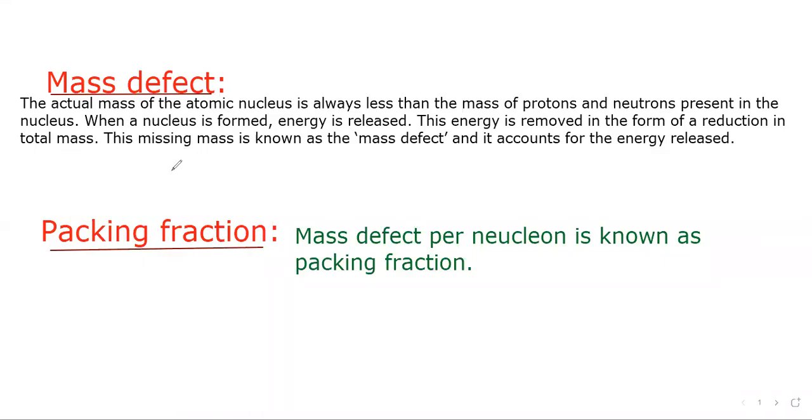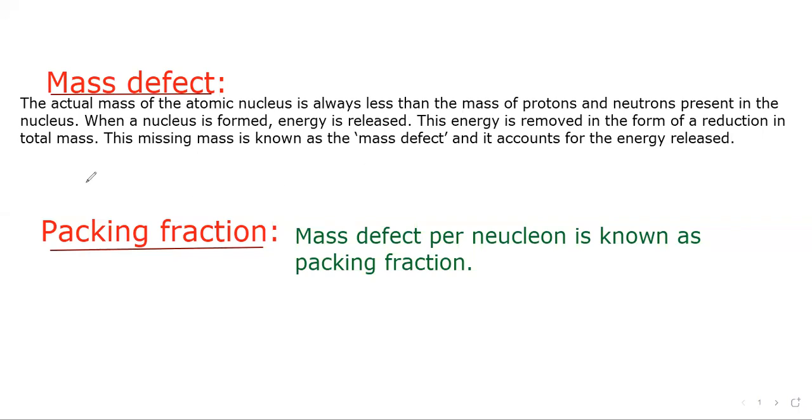Let's study some important terms in nuclear physics. Mass defect. The actual mass of an atomic nucleus is always less than the mass of the protons and neutrons present in the nucleus. When a nucleus is formed, energy is released. This energy is removed in the form of a reduction in total mass. This missing mass is known as mass defect, and it accounts for the energy released.